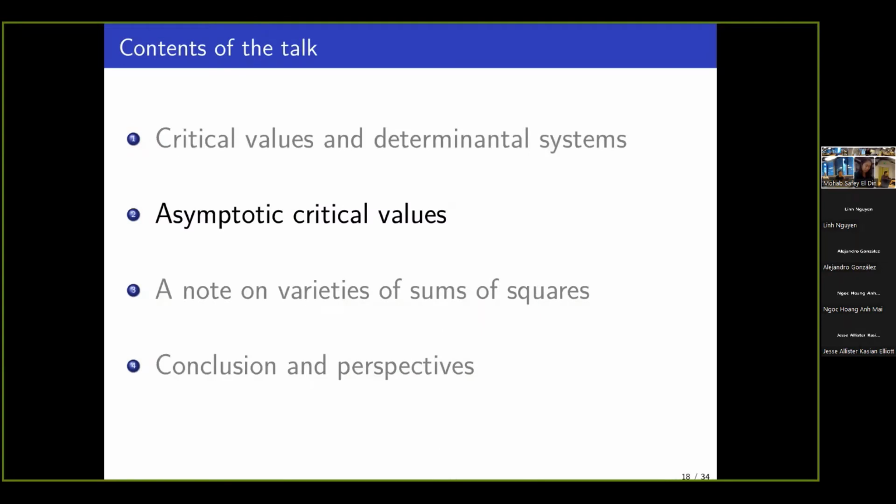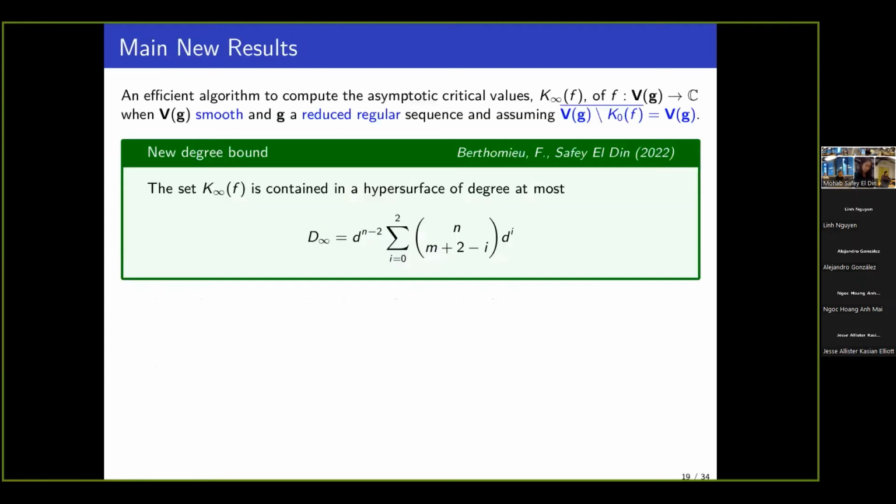So that concludes the bit about determinantal systems, and I'll now describe our contributions towards the asymptotic critical value computation. Essentially, we have an efficient new algorithm for computing the set of asymptotic critical values under the same assumptions we saw earlier: we have a smooth variety defined by a reduced regular sequence. And we also have this third condition you see in the top right in blue. These are all satisfied for generic input.